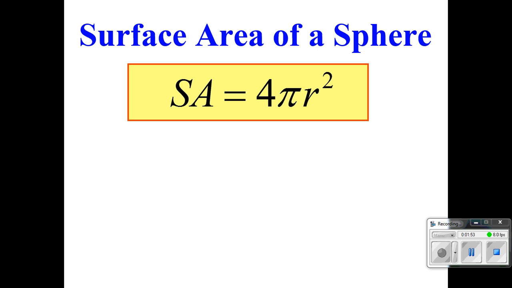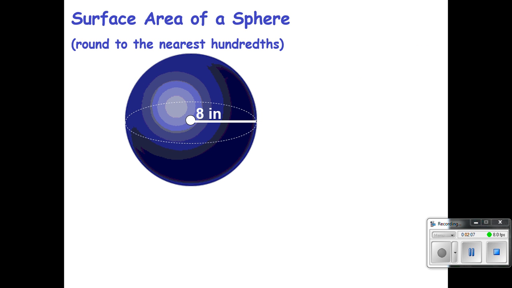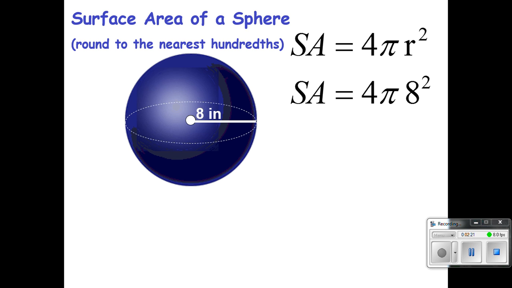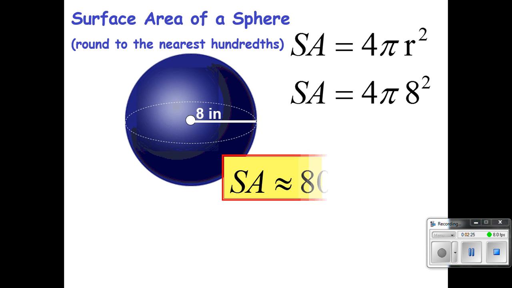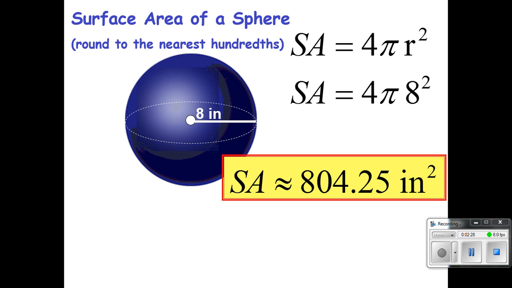So the surface area of the sphere, let's make sure that we write this formula down, is 4 pi r squared. The only thing you need to know is the radius. Let's try one out here. We have a radius of 8 inches. So we would use the formula 4 pi r squared, and plug in the 8 for r. In our calculator, we would type in 4 pi, 8 squared, and you would get 804.25 inches squared. That's one good example to have in your notes.